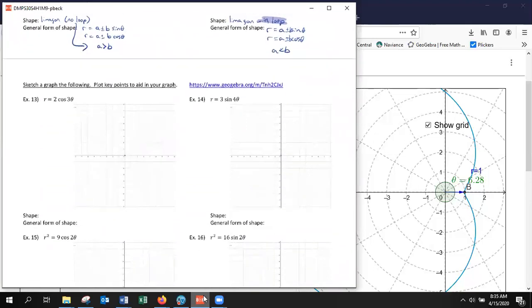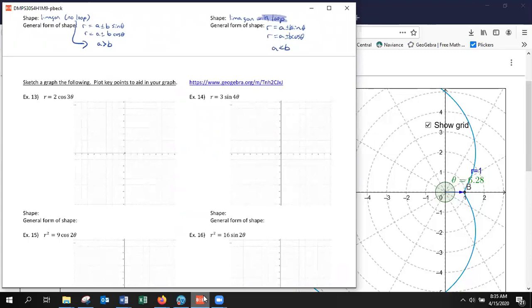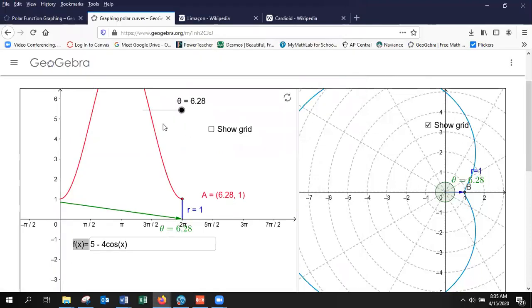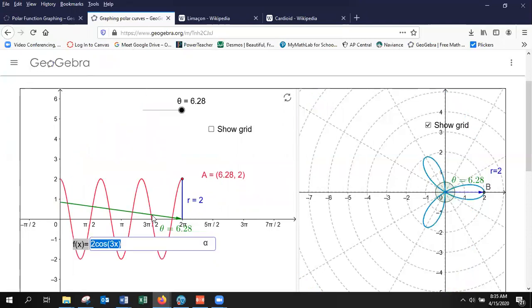All right, next style of graph. Some of you were very familiar with this, or you saw this when you were working on the Desmos application. r equals 2 cosine 3 theta. Let's actually graph that right here and see what's happening. So 2 cosine 3 theta. This is what we call the rose. And now the rose has 3 petals.